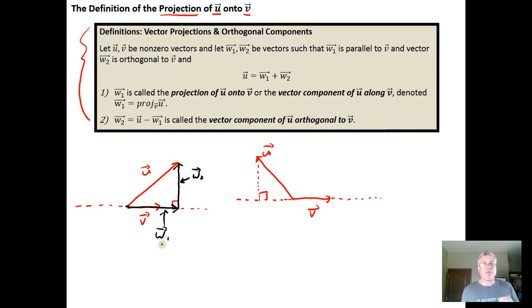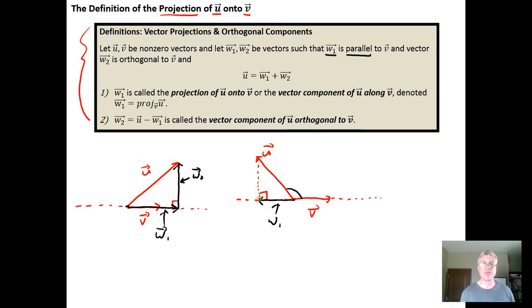So the vector w sub 1 is by definition the projection of u onto v. And if I have the obtuse angle case here, I would still start at the initial point of u, draw along the line containing the vector v, and then stop at the foot of that perpendicular, and this is the vector w sub 1. W sub 1 is parallel to v, and when you look up at the definition, that's the first requirement. W sub 1 has to be parallel to v. So in both cases, w sub 1 is parallel to v.